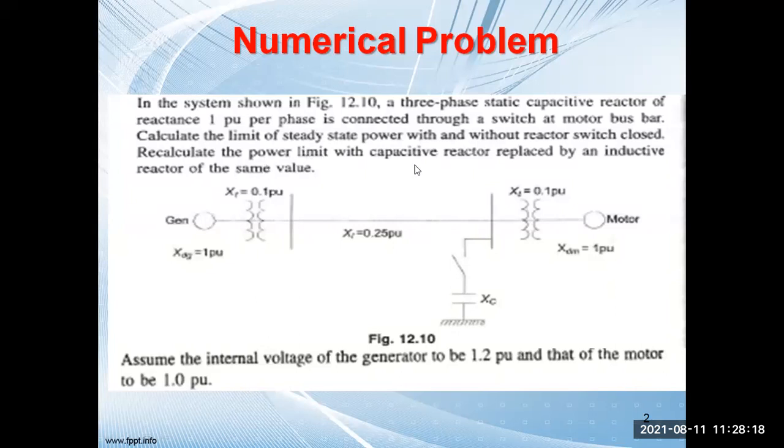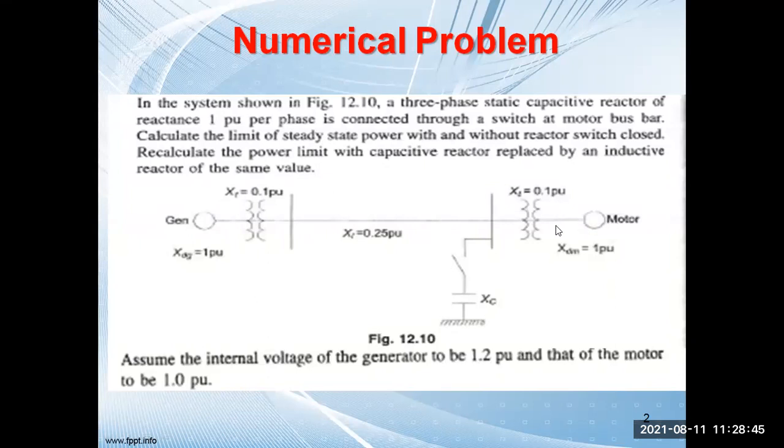Recalculate the power limit with the capacitor reactor replaced by an inductive reactor of the same type. So here, instead of this capacitive reactor, we'll connect an inductive reactor, and the same thing, that is, we'll calculate what is the steady state power limit. Assume the internal voltage of the generator to be 1.2 per unit, and that of the motor to be 1 per unit. So this is 1 per unit.